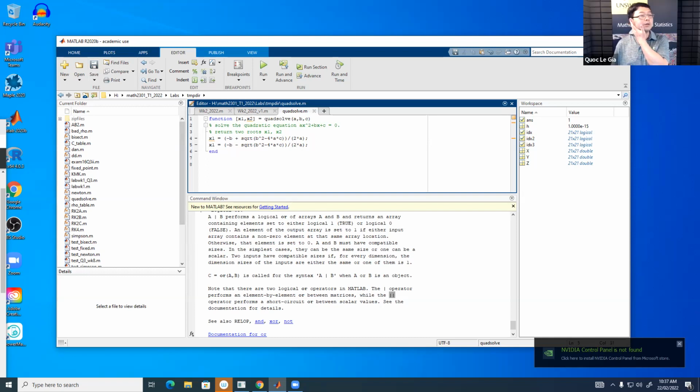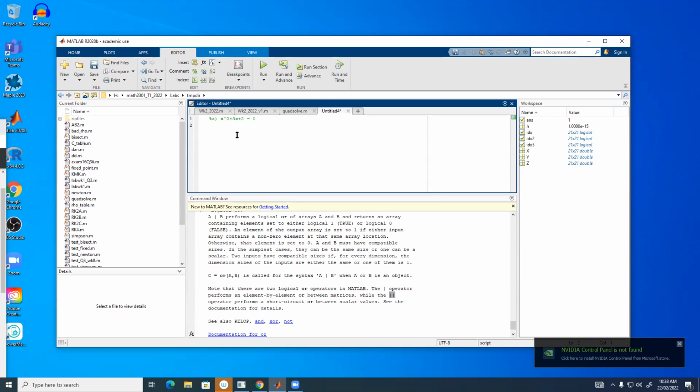Now I have to write another script called quad test that uses quad solve to solve some equations. And now how do I do that? I make a new script. So now how do I call the quad solve to solve the first equation? Say part A. I have to solve x squared plus 3x plus 2 equals 0. So how do I call quad solve?